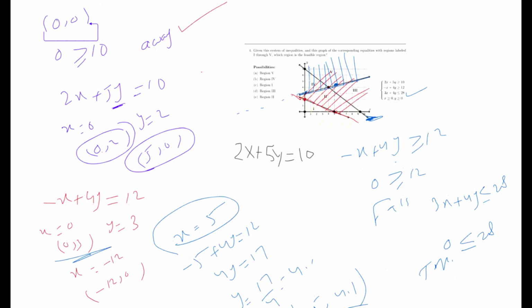Towards the origin. Now, in which region are all the lines intersecting? All the shaded portions are intersecting. IV. Yes, the fourth region. IV means the fourth, this one. This is the solution region.